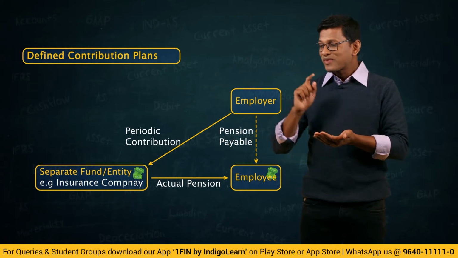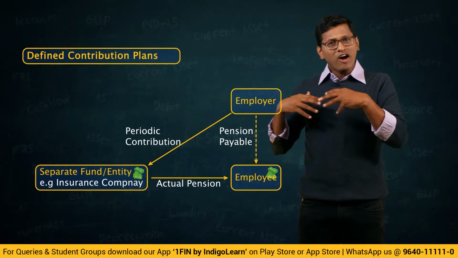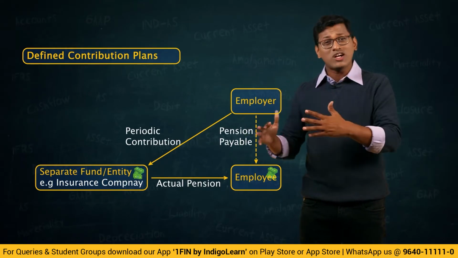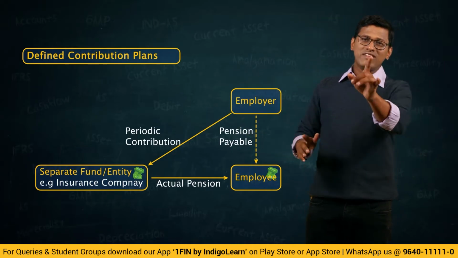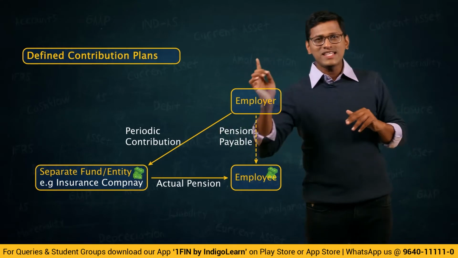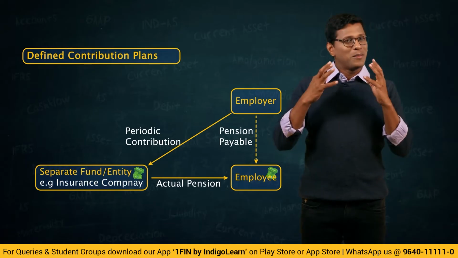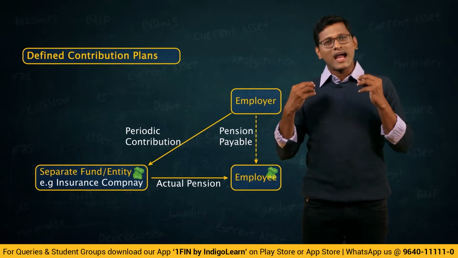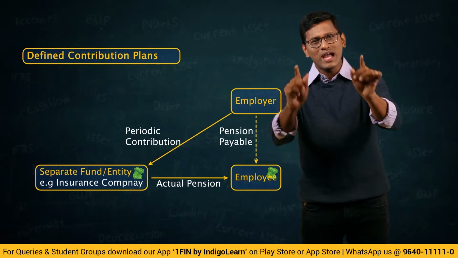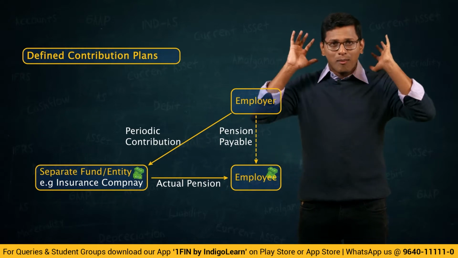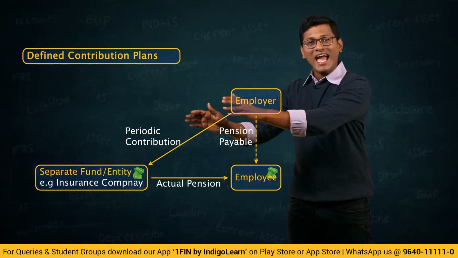Now listen carefully. After I make this payment to LIC, I do not have any further obligation. I made the payment, that's it. I don't have any further obligation with respect to your pension payment. LIC will ensure that your pension is paid. Friends, what exactly are we doing here? Basically, the employer had a responsibility to make some post-employment payment to the employee, and that burden we are shifting to another entity like an insurance company.